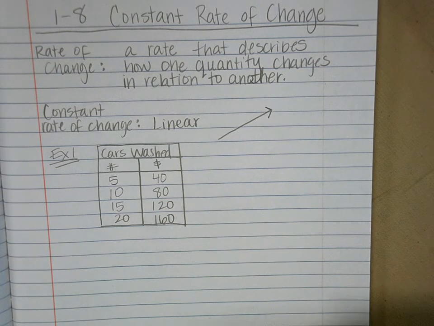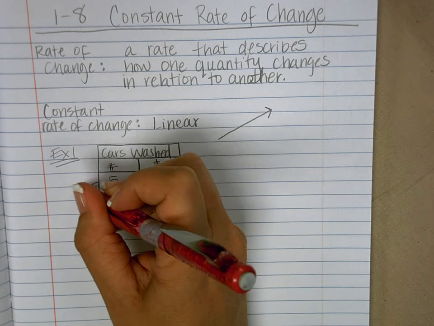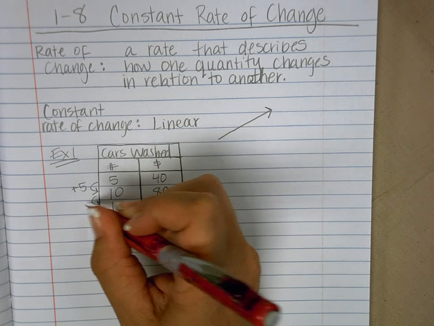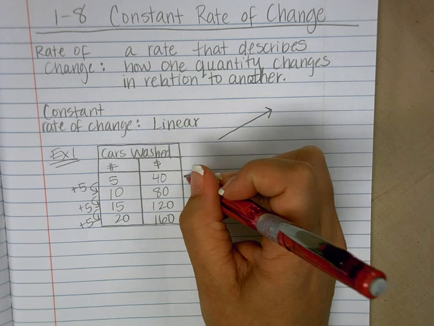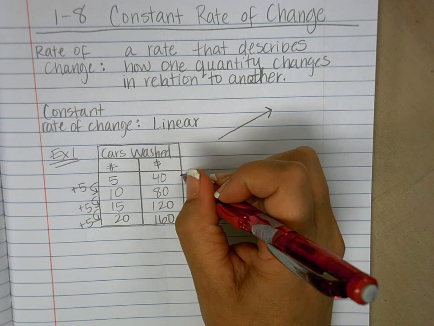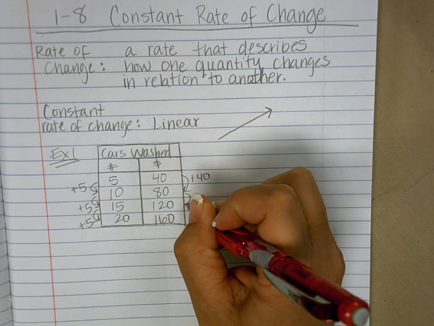So let's look at the left side. This one is going up by how much? 5. So put a plus 5. It's going up, plus 5. You get it, right? Plus 5. How about the right side? How is that changing? It's going up by 40. Each one goes up by 40.